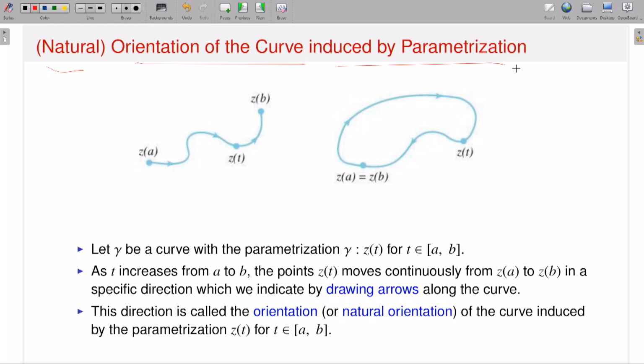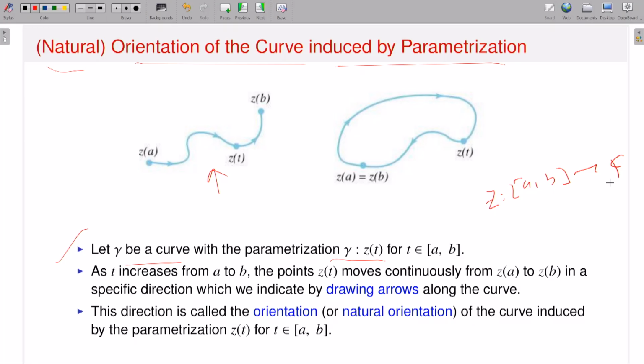I already discussed this kind of thing in my last lecture. Again, I am just recalling this part. Suppose this is my curve. So let gamma be a curve with parameterization gamma equals z(t). That means z is a map from the closed interval [a,b] to C, and it is a curve.